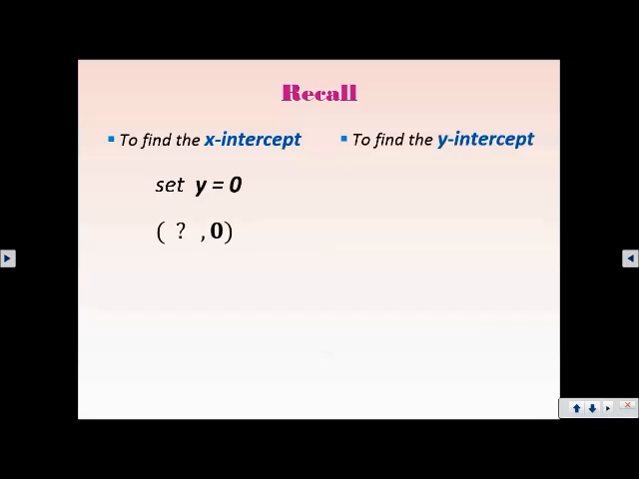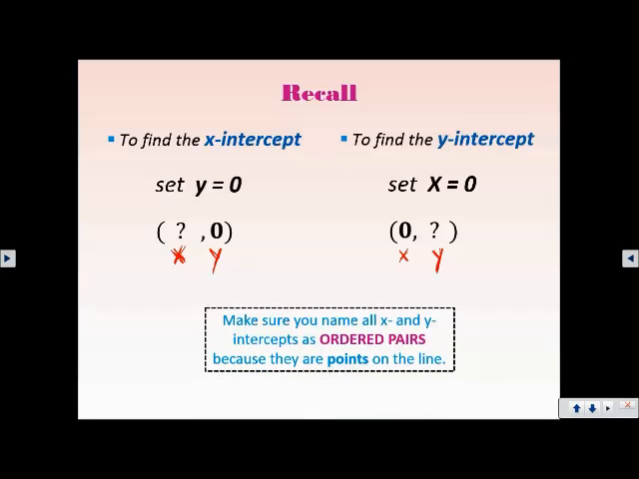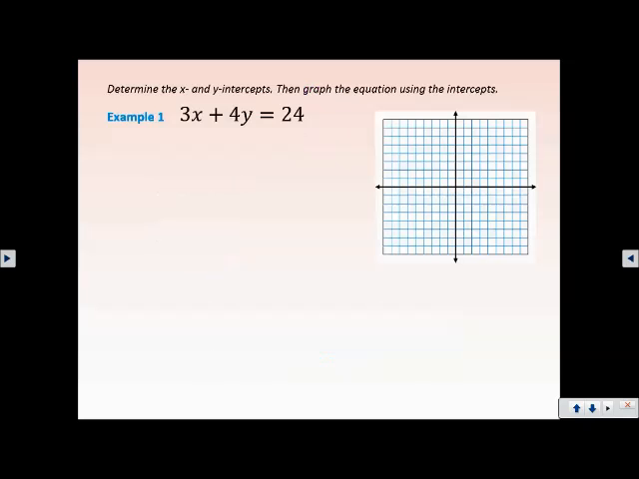Because we knew that all the points on the x-axis have an x value of something and a y value of 0. To find the y-intercept algebraically, we're going to set the x value equal to 0, because we know that all the points on the y-axis have an x value of 0 and some value for y. That's going to make life easier. When you name your x and y intercepts, don't forget to write them as ordered pairs, since they are points on the line.